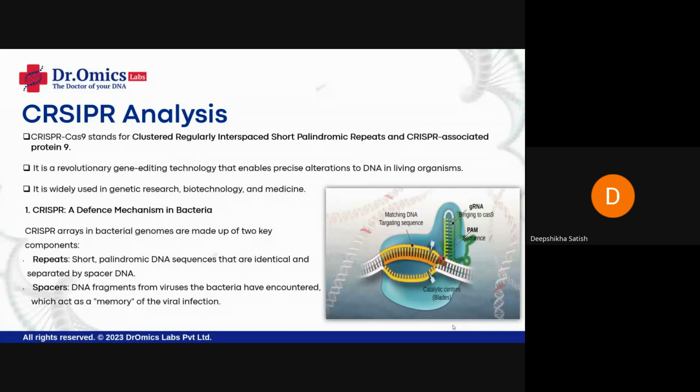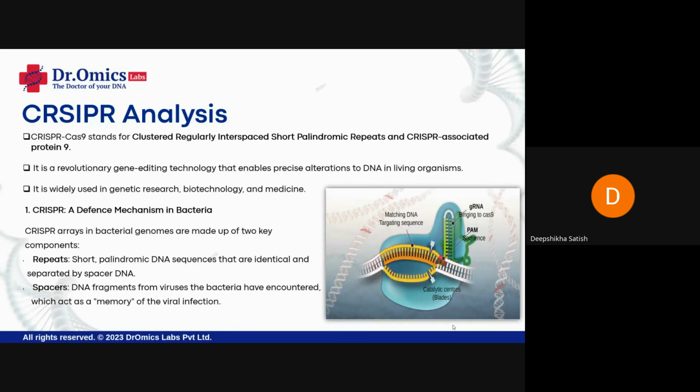CRISPR stands for clustered regularly interspaced short palindromic repeats, and Cas is the CRISPR-associated protein. It's a gene editing technology which enables precise alteration of the DNA in living organisms. How does it actually work? Let's have a look.